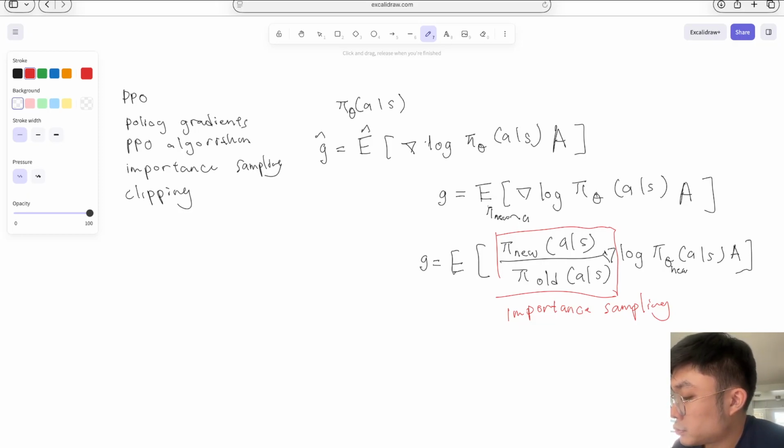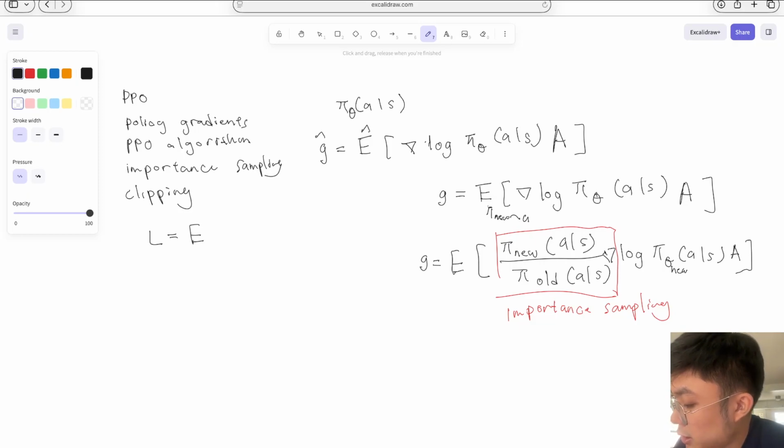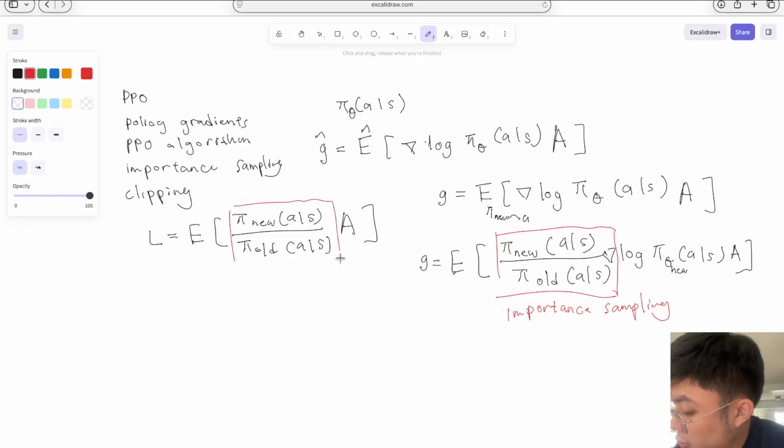Now, first I'll show the result and then we show how we derive it. The loss is actually just the expectation of pi new of a given s over pi old, times the advantage. And we'll call this ratio R.